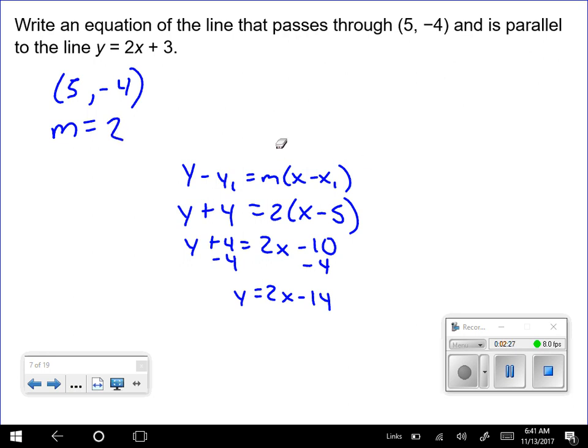So what I did here was I used point-slope form. y minus y1 equals m, or slope, times x minus x1, and I plugged it in. So y plus 4, because minus a negative 4 would be plus 4, equals 2, that's my slope, times x minus 5. Now to get my y alone so that I'm in slope-intercept form, I'm going to distribute my 2. So I have 2x minus 10, and then I'm going to get y alone by subtracting 4. So we get y = 2x minus 14.